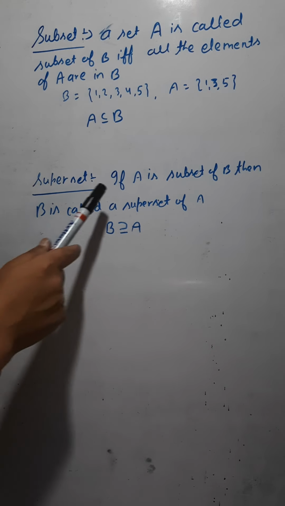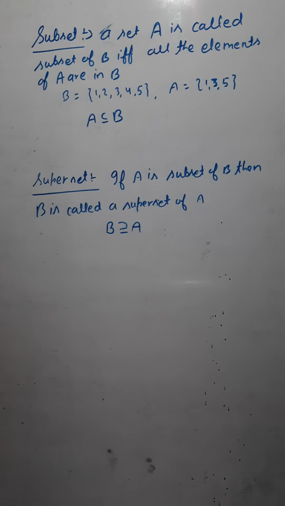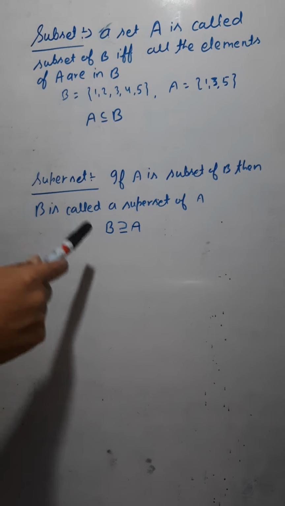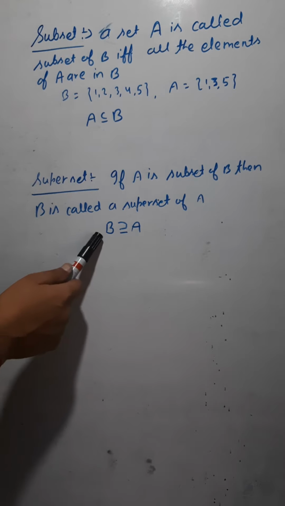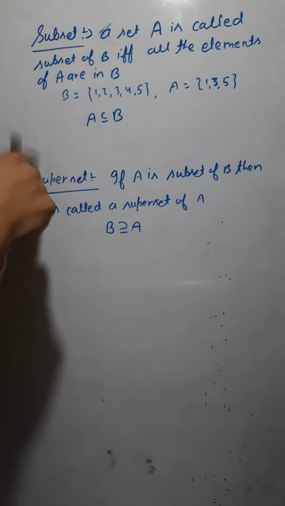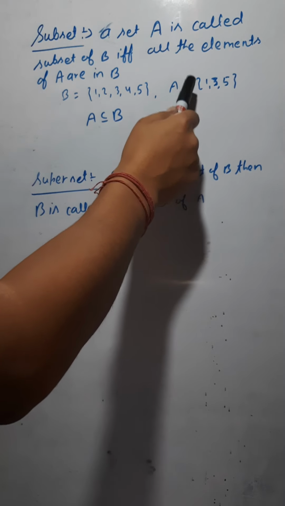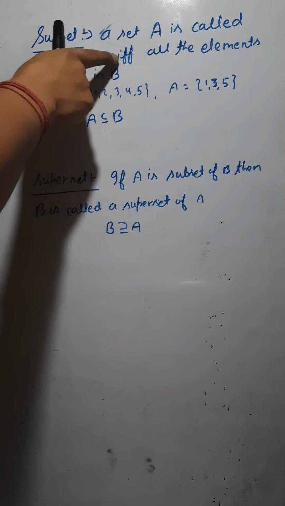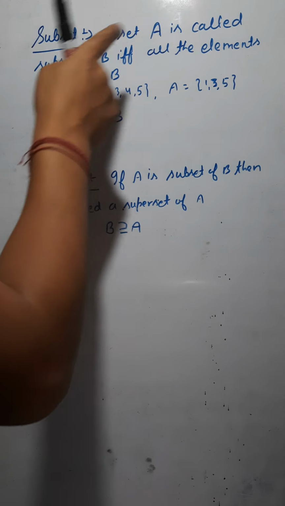Now what is a superset? Superset means if A is a subset of B, then B is a superset of A. So you would write it like this: B is a superset of A, because B contains all the elements of A. B is a superset and A is a subset because all the elements of A are there in B. Remember this: if and only if all the elements of A are in B, then only you can say A is a subset of B.